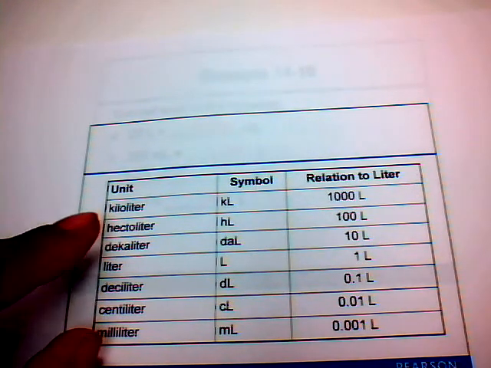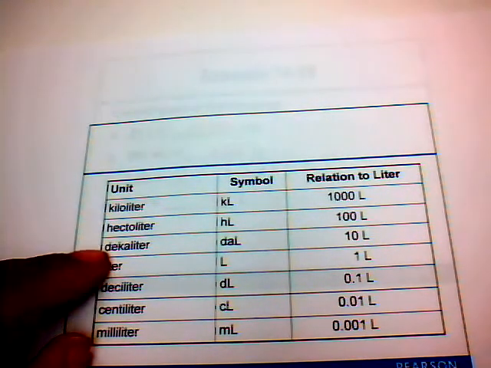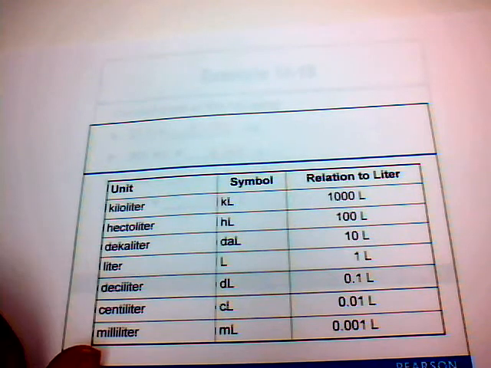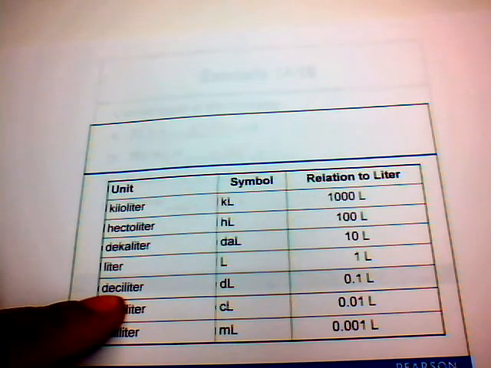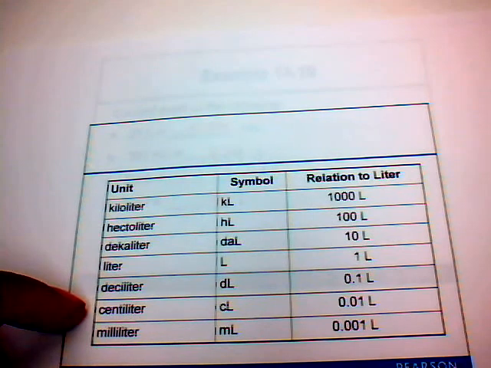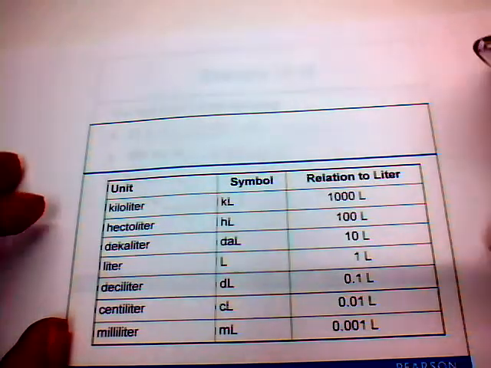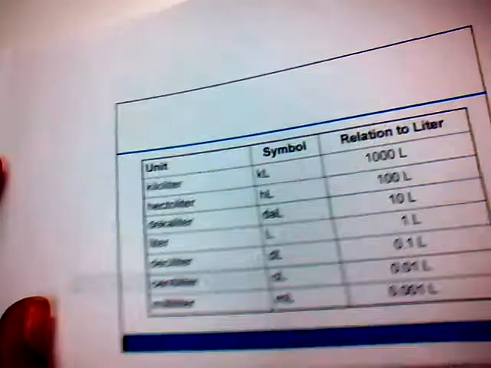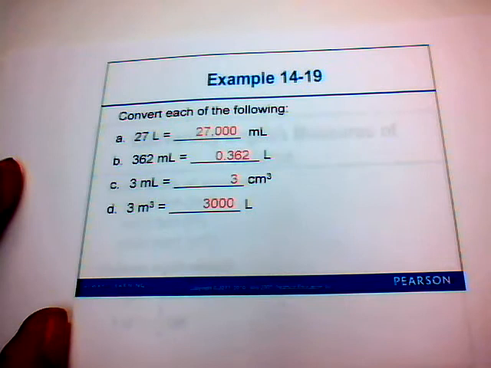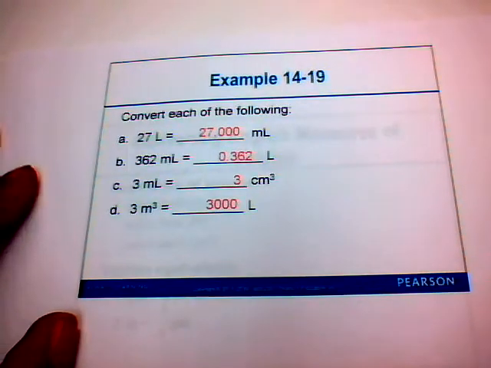1 hectoliter is 100 liters. 1 decaliter is 10 liters. 1 deciliter is 1/10th of a liter. 1 centiliter is 1/100th of a liter, and 1 milliliter is 1/1000th of a liter. So we'll use that to convert each of the following.